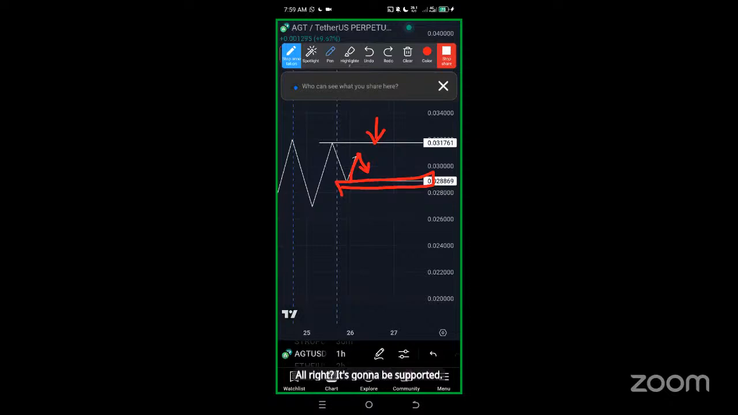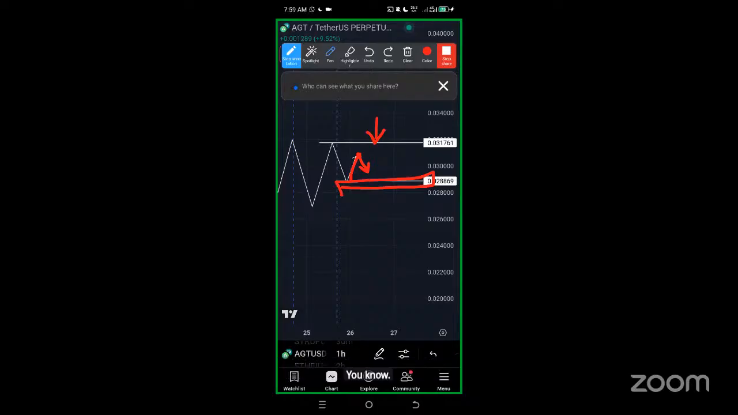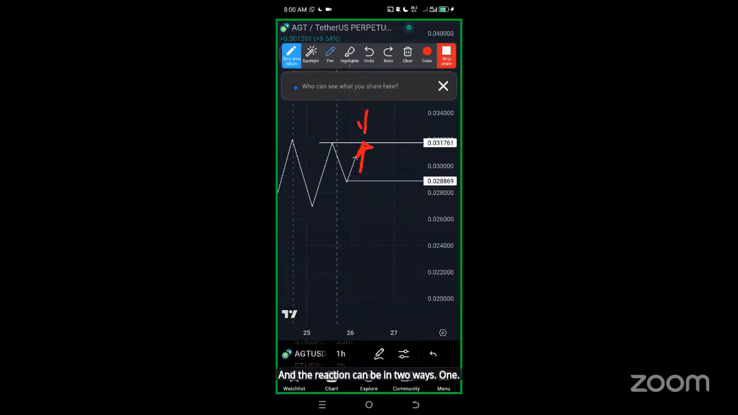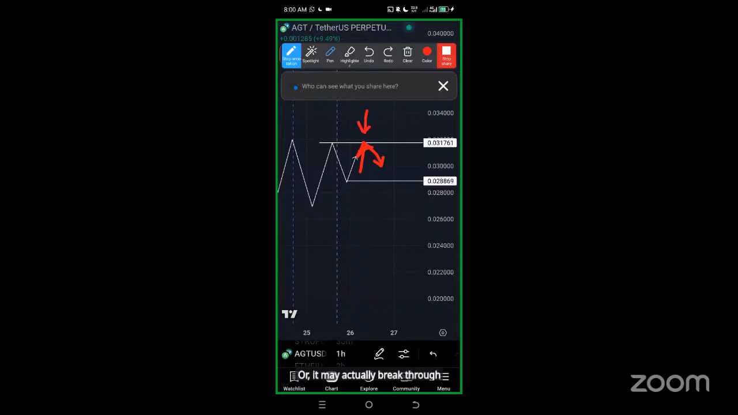Now, put at the back of your mind that not every time the price approaches this support and resistance does it actually reject movement past those levels. Sometimes the price may approach a resistance level and the reaction can go two ways. One, it may reject it, which would mean a reversal to the downside, or it may actually break through. A breakout will occur, and once a breakout happens, it is a signal that the price is ready to rally up.